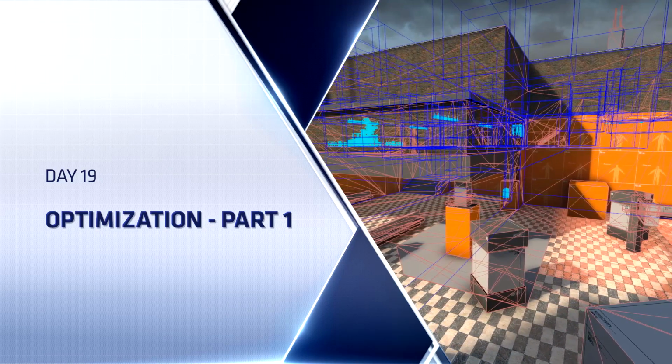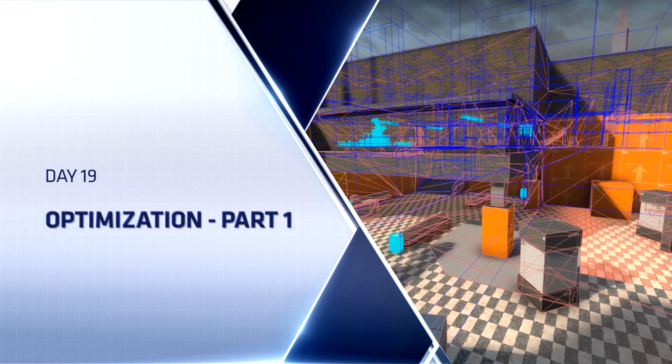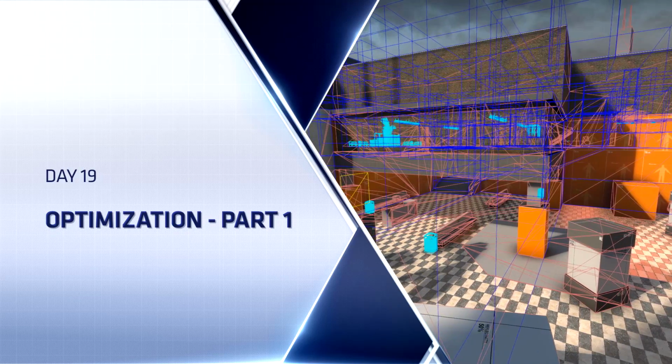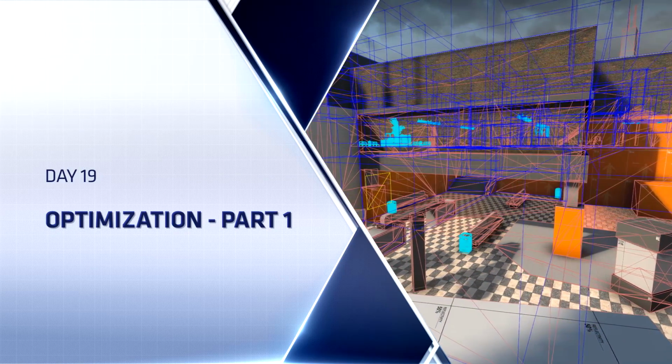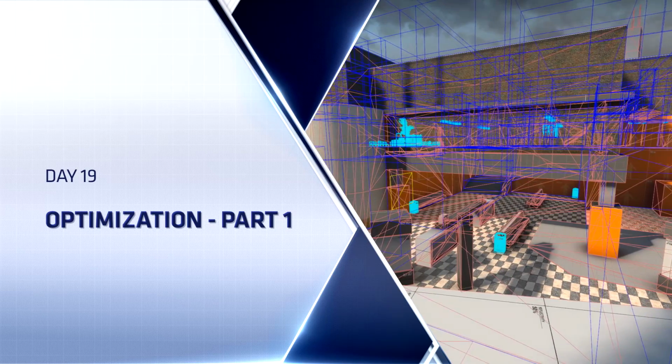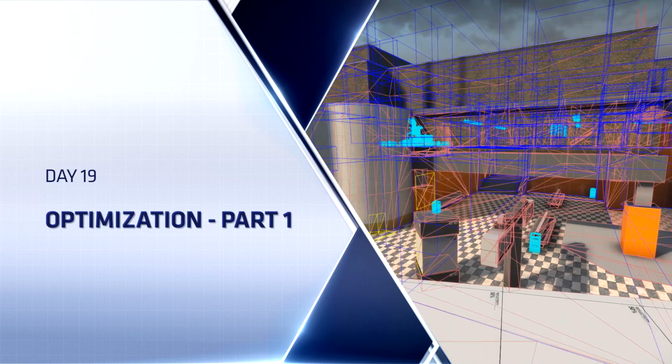Today we're going to be talking about optimization, which is really one of the final things that you do before you ship your level to other people. We're going to learn all about the visibility engine and how to make it work for us to make our levels perform as best as they can.